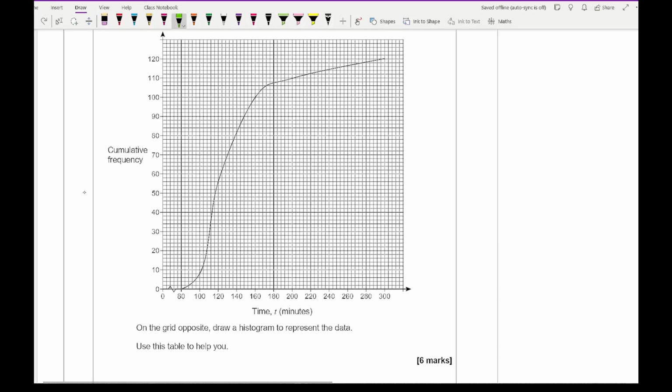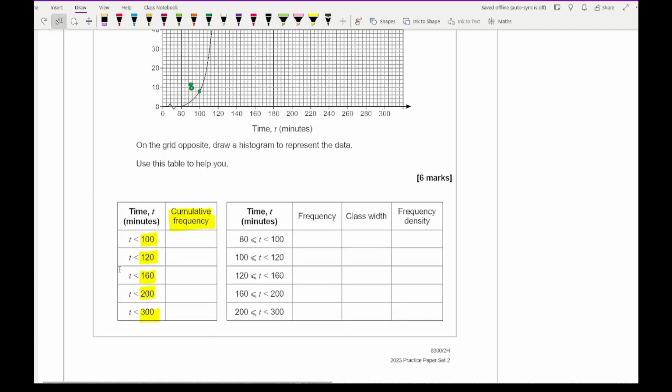So at 100, I get a cumulative frequency value, I would say, of 8. At 120, I would say that number there is 56. At 160, it's dead on 100. At 200, it's dead on 110. And at 300, it's 120. So if I then write down those values in the table, I've got 8, 56, 100, 110 and 120.